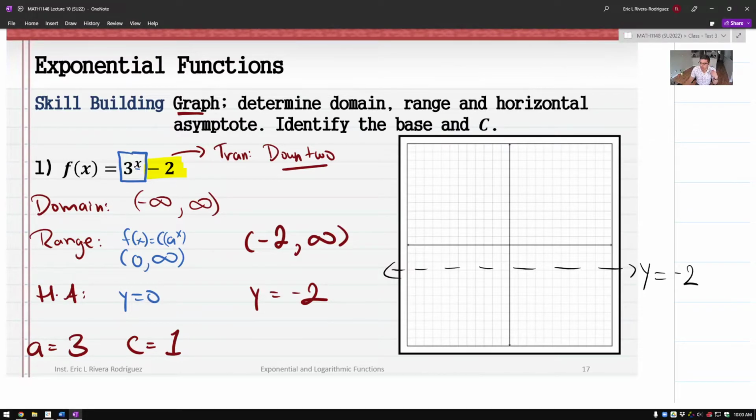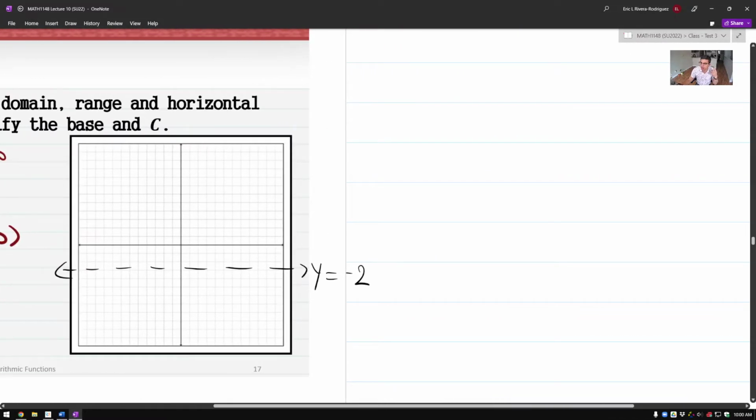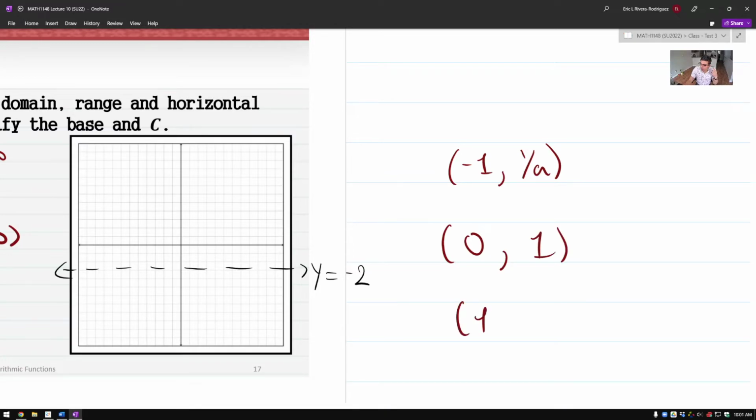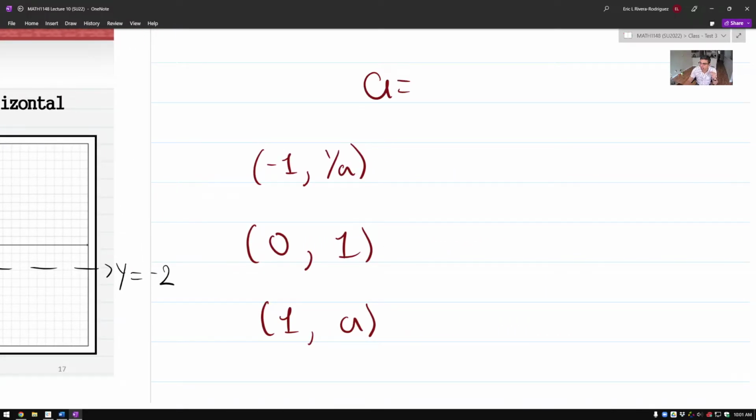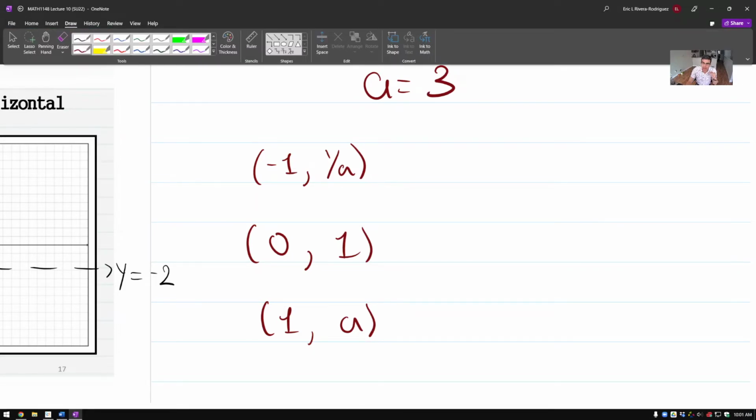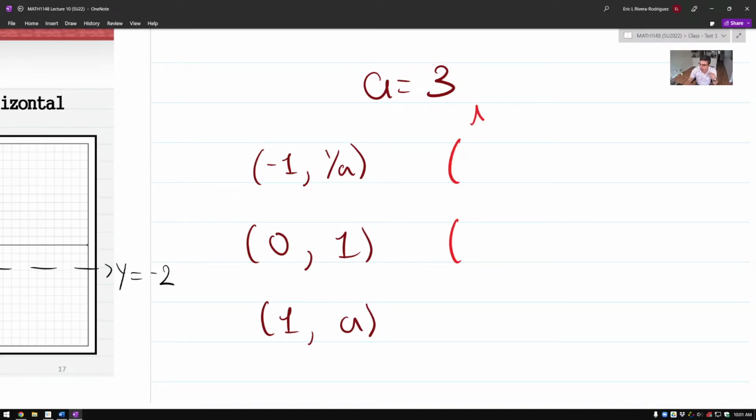I just want to represent the graph. And I need to remember that there are key points. The format of the key points, let me put it here. The key points are -1, or 1 over a, 0, 1, and 1, a. I need to remember that it's a transformation, so the y coordinate goes down 2 units, okay? So the value of a is 3, right? The value of a is 3. So what I'm going to write here, I'm going to use a different color. This color is with no transformations, okay?